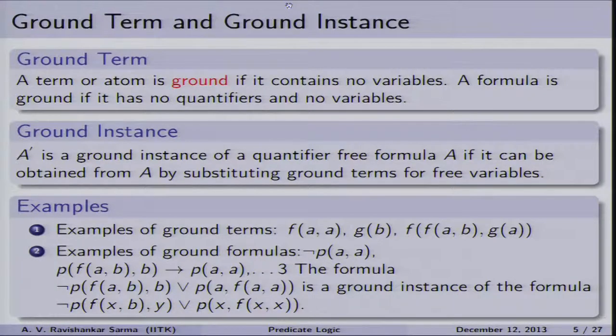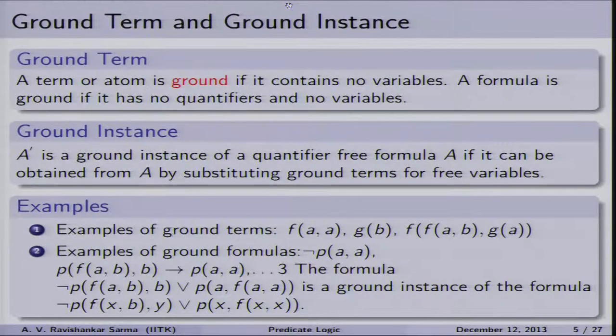And we need to talk about some other things which are important for defining the meaning of for all x, f x. So we require some basic concepts such as ground term. In the last class we have seen the formation tree for a term. If in that formation tree we don't have any free variables, then that particular term is called a ground term. A ground term is a term or an atom which is said to be ground if it contains no variables. So a formula is ground if it has no quantifiers and also no variables.